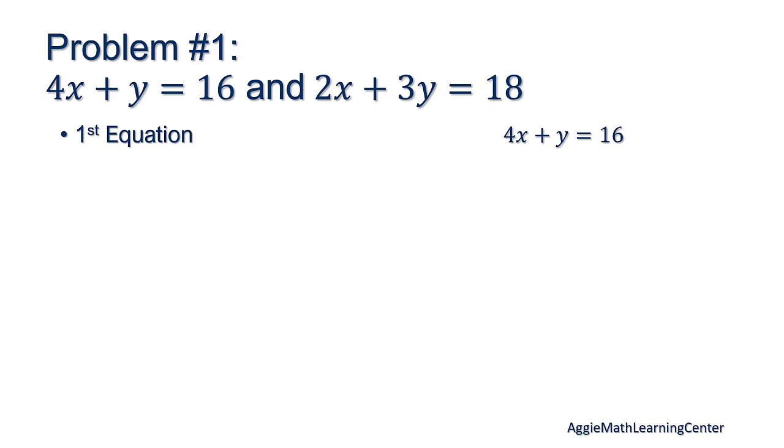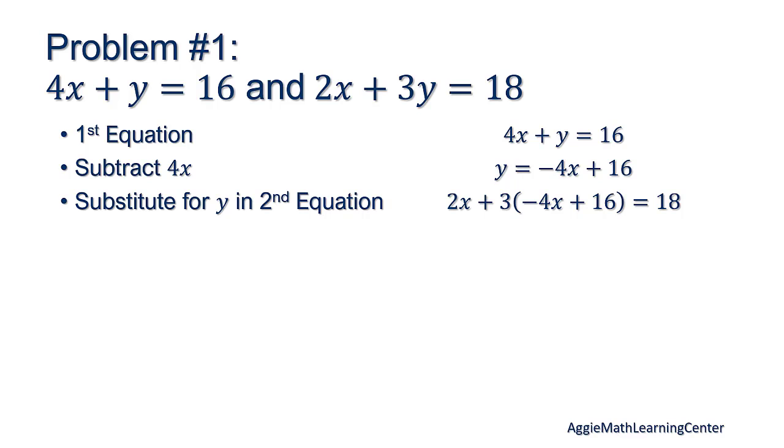For example, we can take the first equation, 4x plus y equals 16, and solve for y by subtracting 4x from both sides to get y equals negative 4x plus 16. We can then plug in negative 4x plus 16 for each y in the second equation, leaving us with 2x plus 3 times negative 4x plus 16 equals 18.